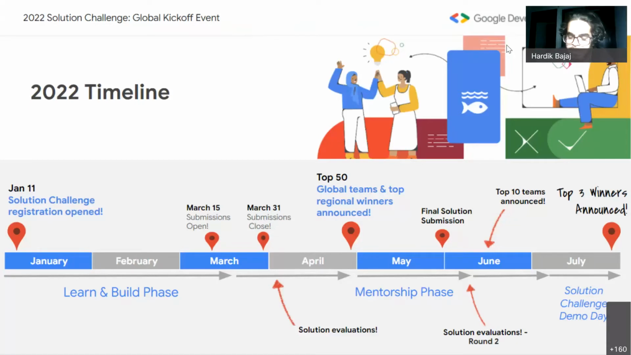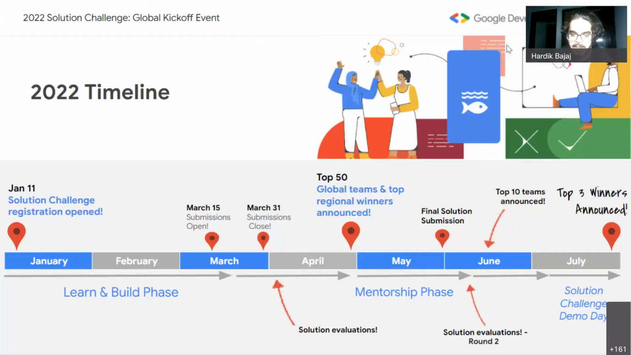April is the time gap where the solutions are evaluated by the Google team, and then the top 50 global teams are selected. In Google Solution Challenge 2021, I think 11 Indian teams out of the 50 teams were selected. 11 teams from the Indian region were selected.